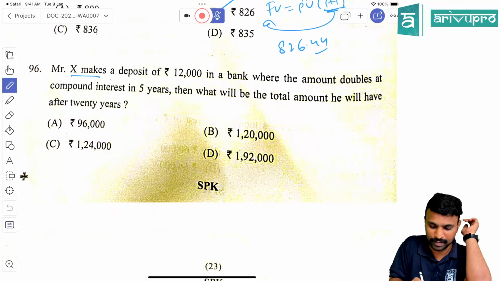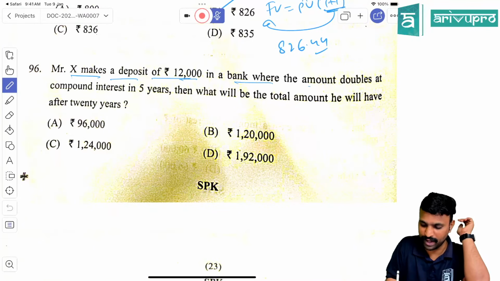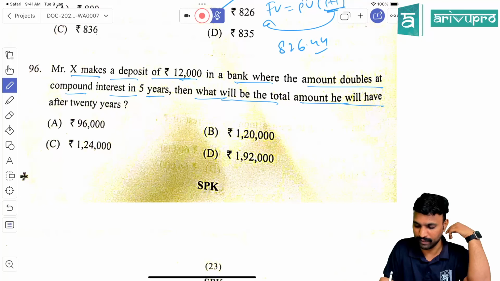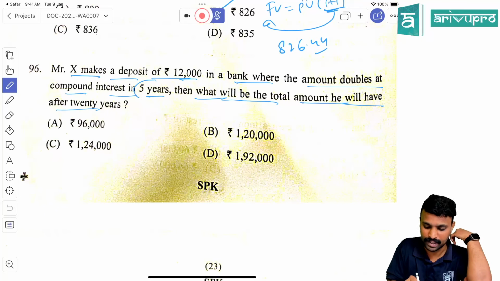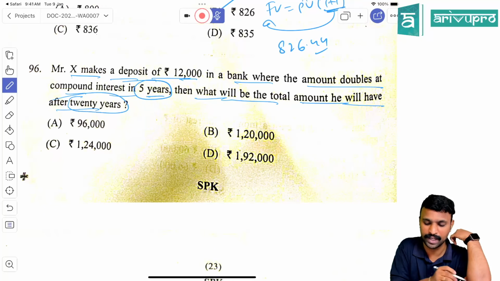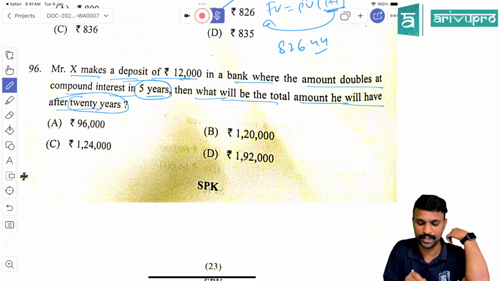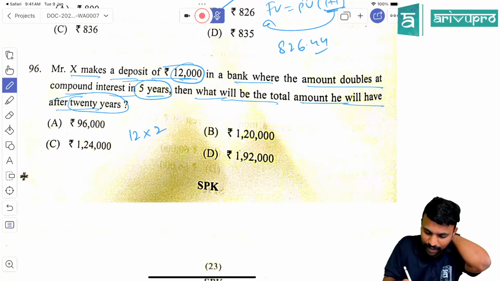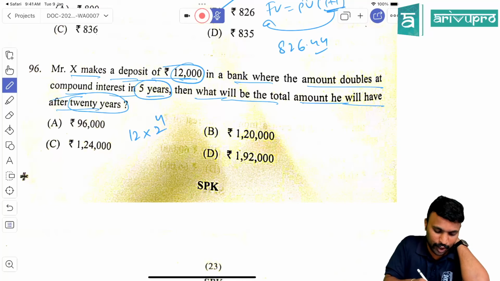96th one. Mr. X makes a deposit of 12,000 in a bank where the amount doubles at compound interest in 5 years. Then what will be the total amount he will have after 20 years? Guys, if you see, the first time duration is 5 years and the second time duration is 20 years. So definitely the second time duration is 4 times. So 4 times means obviously the amount also will be 2 power 4.